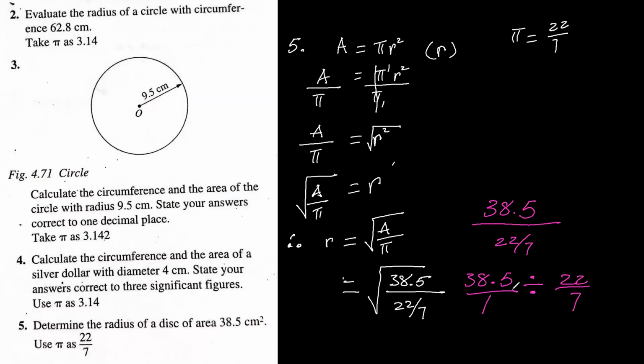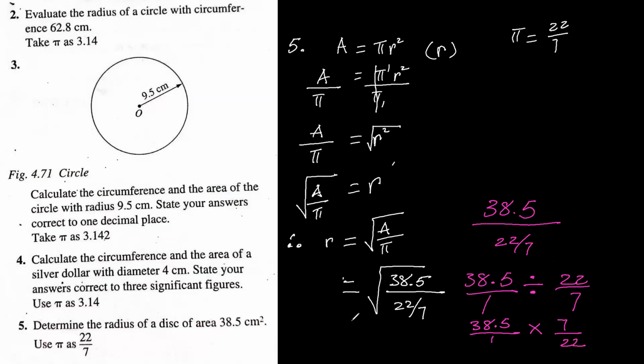What do you change the division sign to? Multiplication and flip. I change the division sign to multiplication and flip. So it will now be what? 7/22. Thank you. 7/22. Everybody hear that?